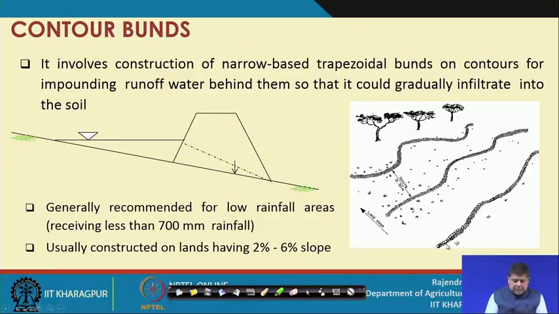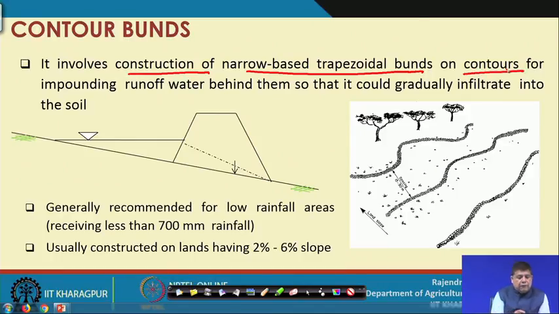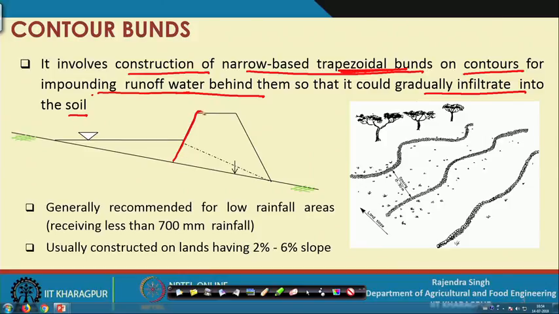Now, we just gave you a brief idea in the previous lecture also. Contour bunds involve construction of narrow based trapezoidal bunds on contours for impounding runoff water behind them, so that it could gradually infiltrate into the soil. So, that simply means that they have a trapezoidal cross section, which you can see here. They are typically trapezoidal in cross section and narrow based. Narrow based means the base width is as narrow as possible.